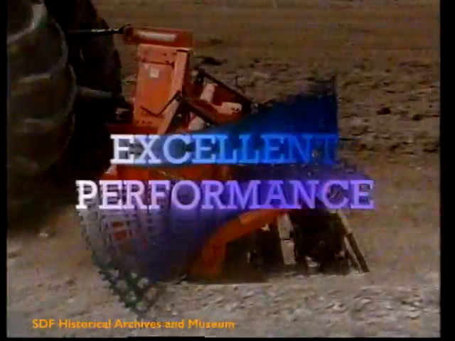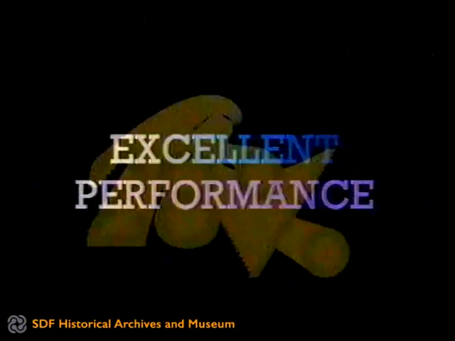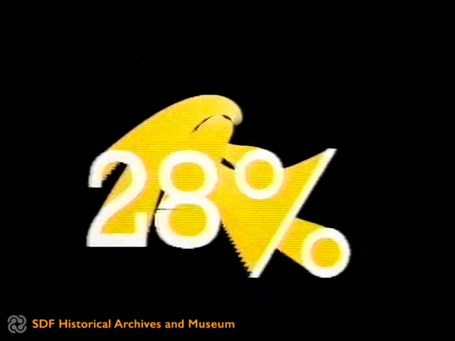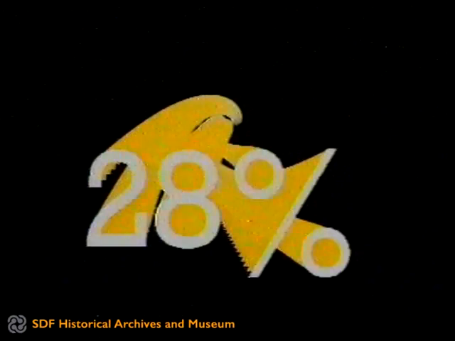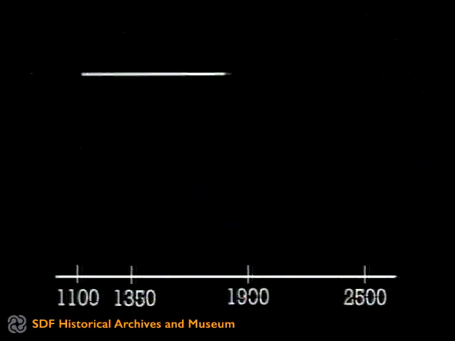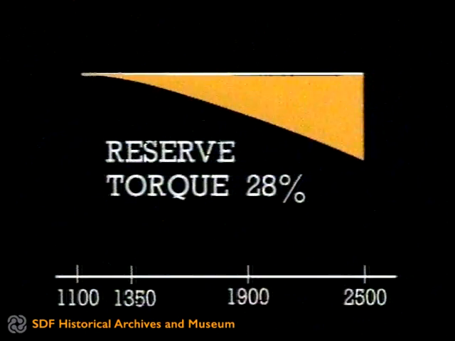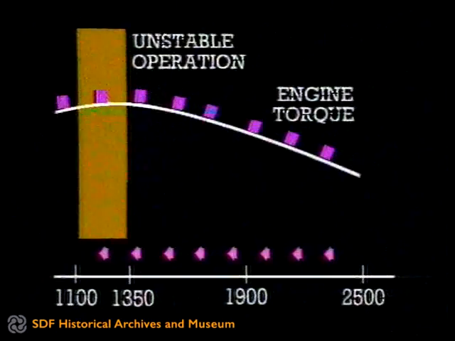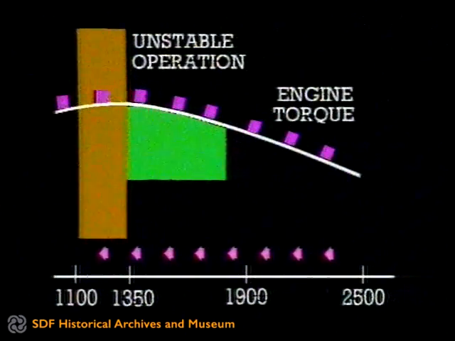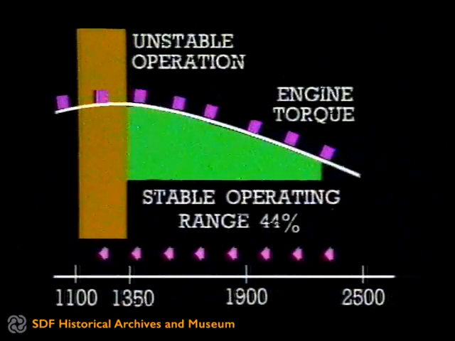Excellent performance. Great resilience, torque reserve up to 28%. Possibility of surmounting overloads without having to change down, thus contributing to a reduction in consumption. Lively engine acceleration, a wide field of use of the engine. The stable operating range extends from 1,200 to 2,200, 2,500 RPM according to the model.